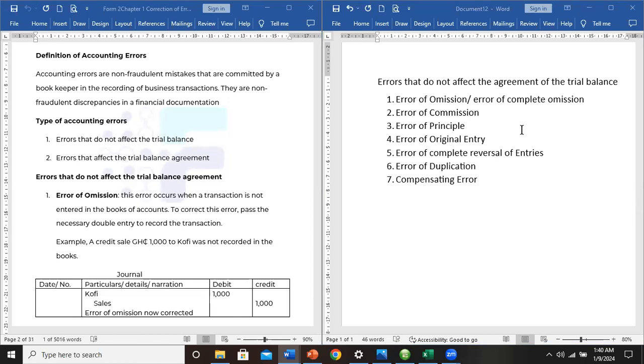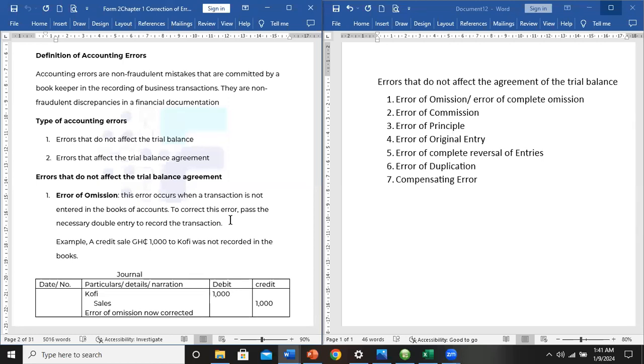I think we're able to look at the first 3, if I'm correct, but I'll go over all again so that my new members can follow. Okay, so the first error we took was the error of omission. Omission, as the name suggests, means the transaction was not recorded or entered in the books.